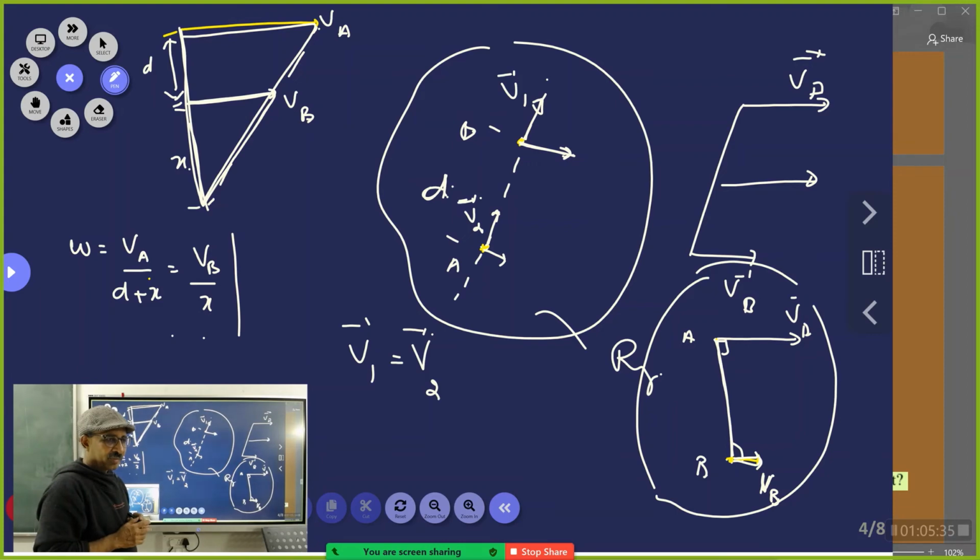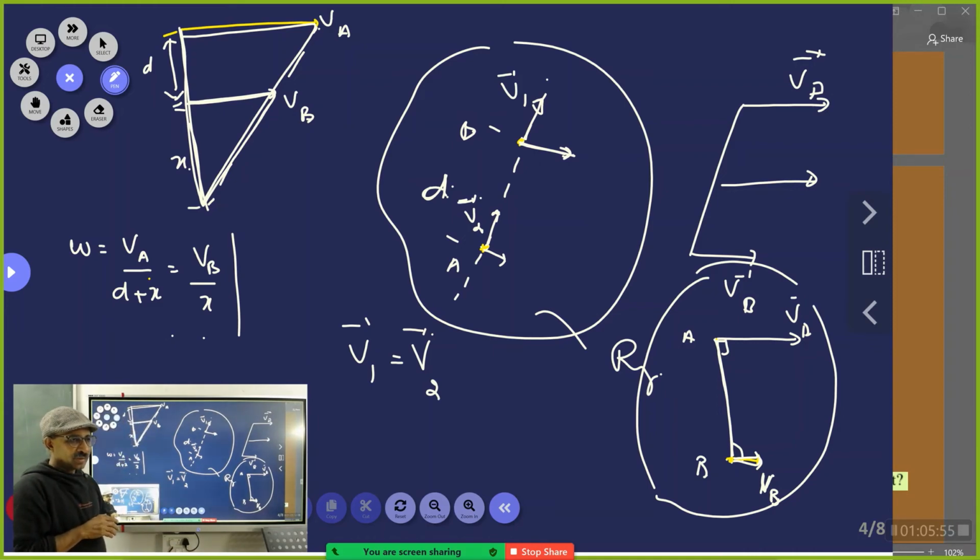It will have both. Understand? It will have both types of motion. It will also translate and it will also rotate. It can have both or only rotate also.